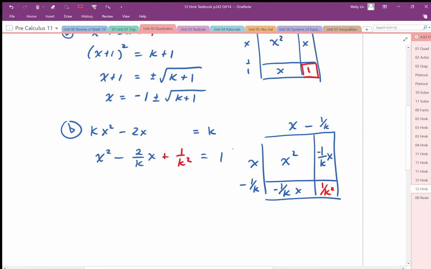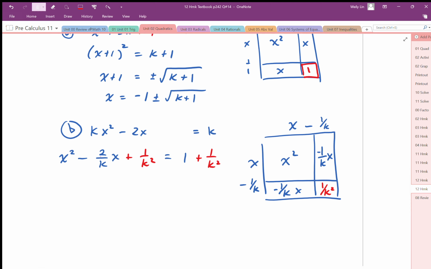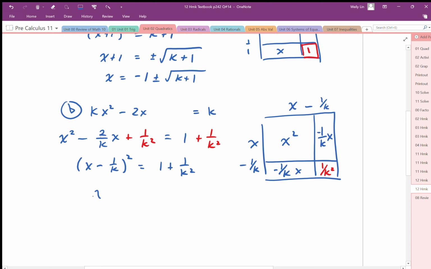So once I've completed my square, I have to remember to balance my equation. I'm just going to slide this over a little bit. I'm going to balance my equation by adding the same thing to both sides. Now I have my completed square on the left-hand side, so I'm going to factor. So I'm going to end up with x minus 1 over k squared, and that's going to equal 1 plus 1 over k squared on the right-hand side. I've got my square. I'm going to undo the square by square rooting. x minus 1 over k is equal to plus minus the square root of 1 plus 1 over k squared.